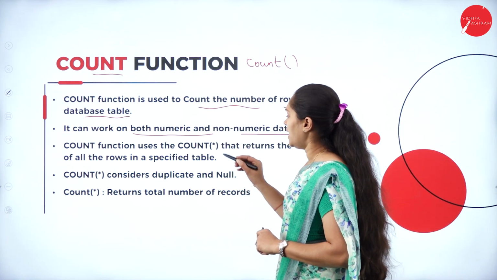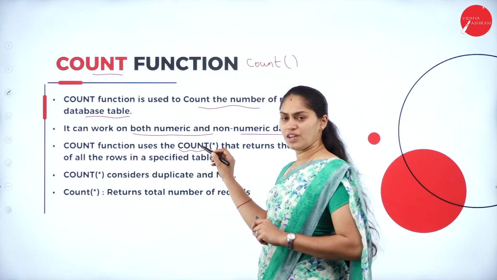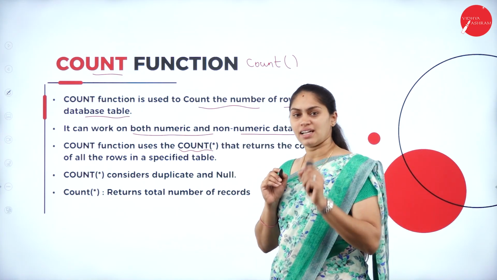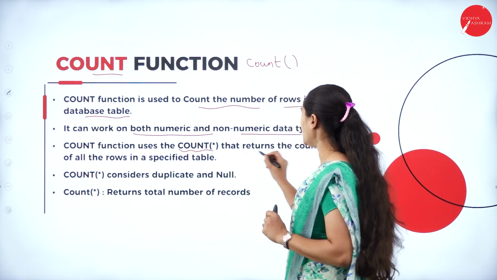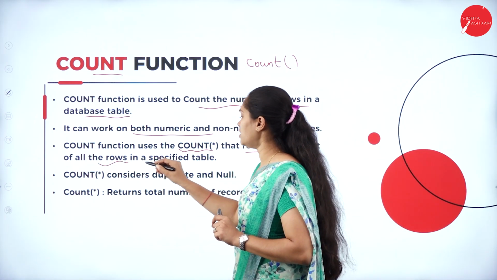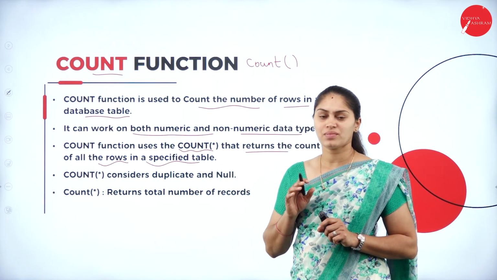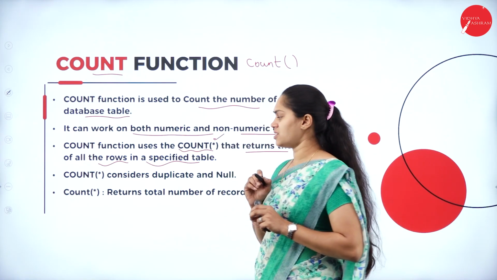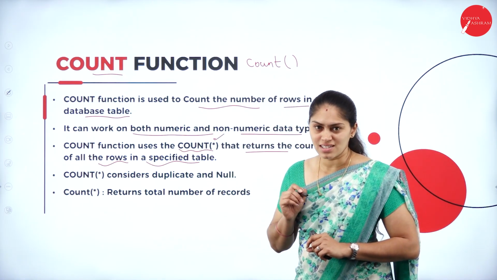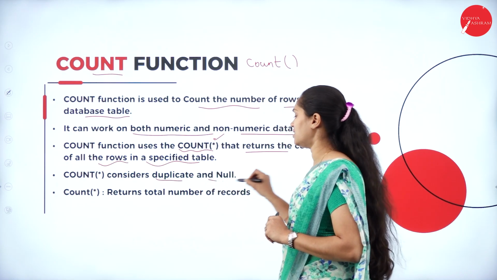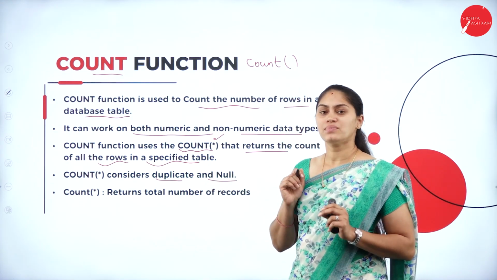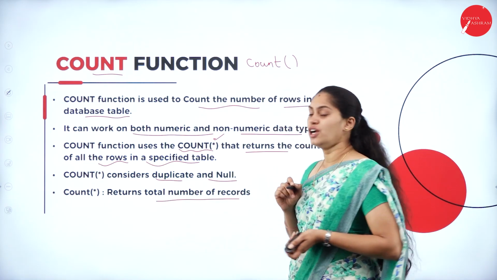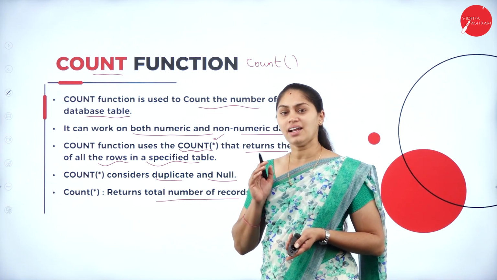For example, if you are using the count function and within it I write star, that indicates all the columns, so it will return the count of all the rows in a specified table. That means we are fetching the value from all the columns. For that we use the star. But what is the disadvantage of it? It will consider the duplicates as well as the null values in order to return the number of rows. It returns the total number of records in a particular table.